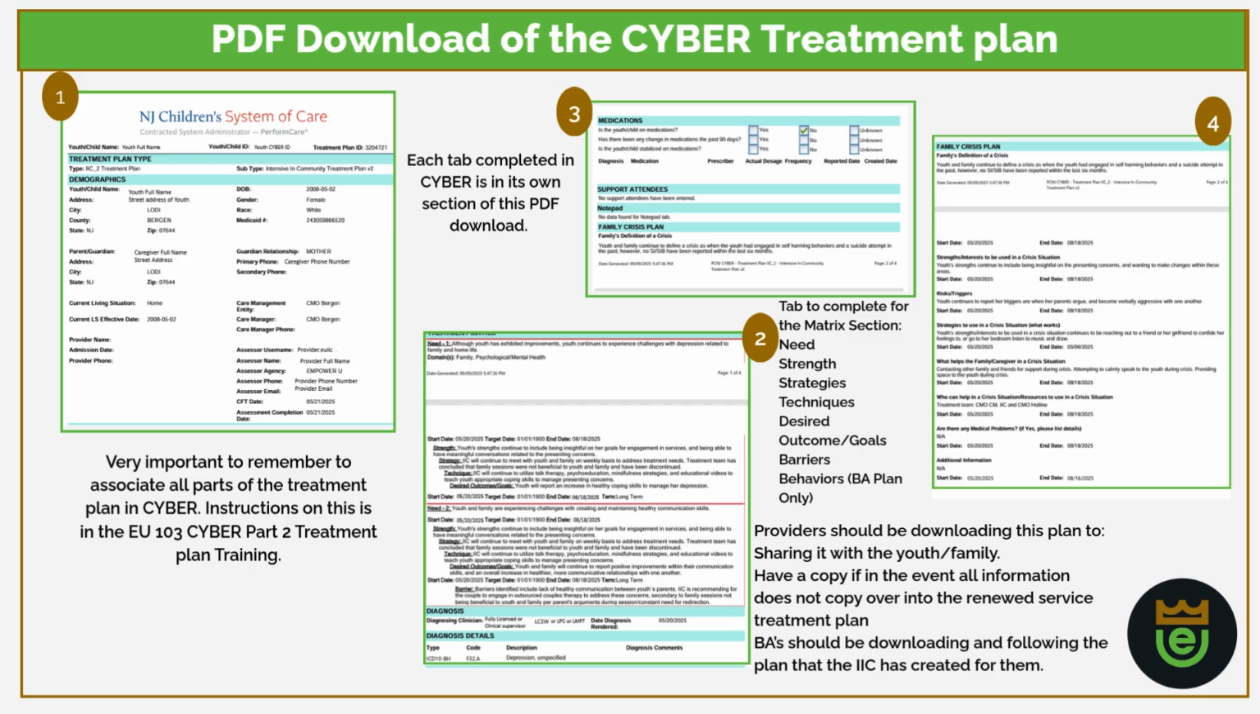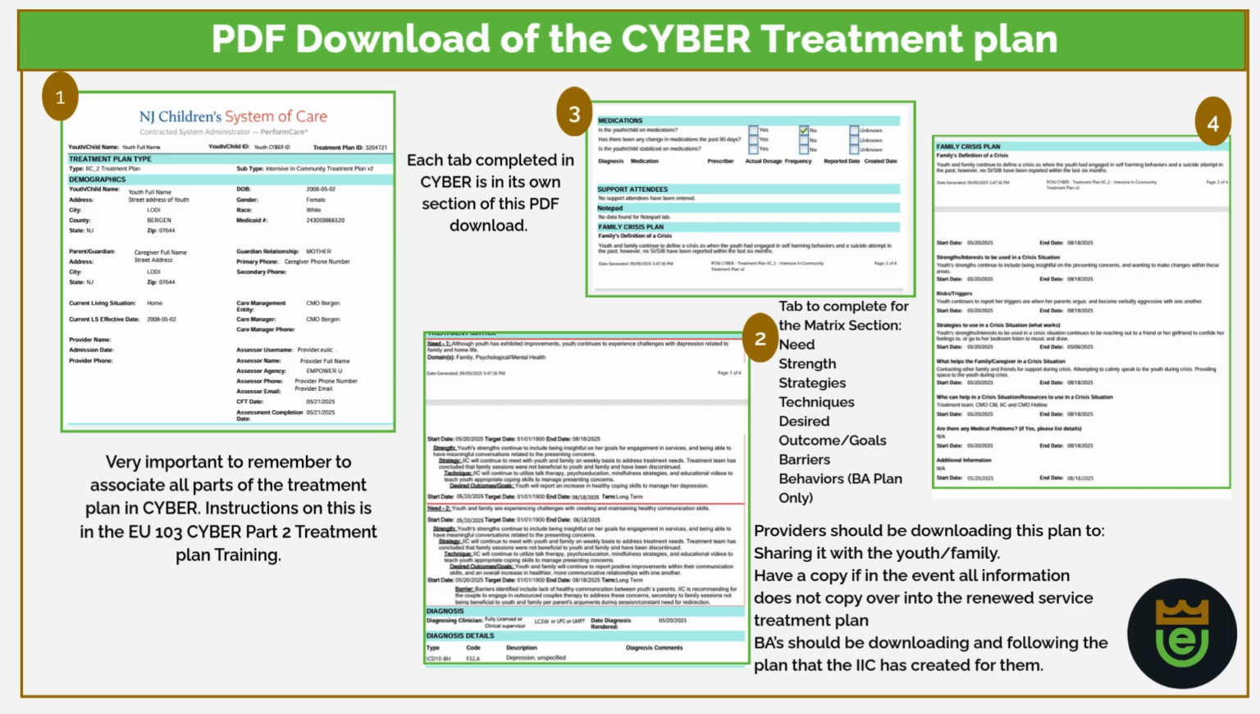Downloading the PDF version of the Cyber Treatment Plan is crucial for a few reasons. Firstly, it allows providers to share the plan with the youth and their family, ensuring transparency and collaboration. Secondly, having a downloaded copy is essential in case not all information transfers correctly into the renewed service treatment plan. It serves as a reliable backup.